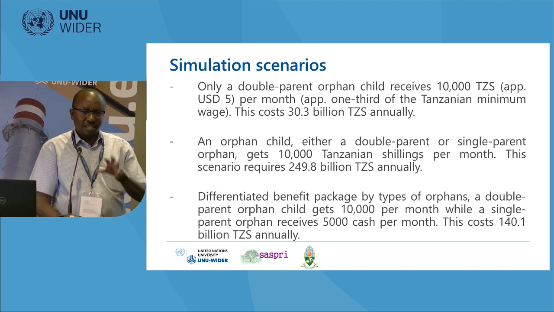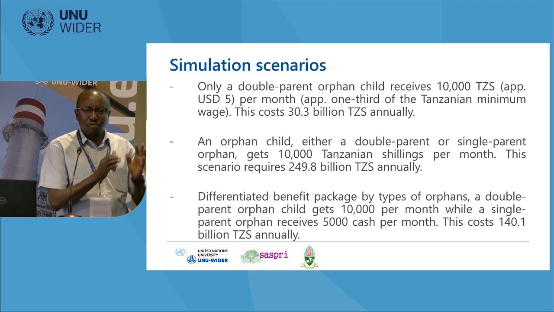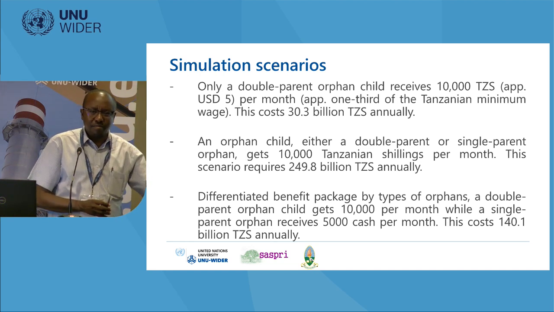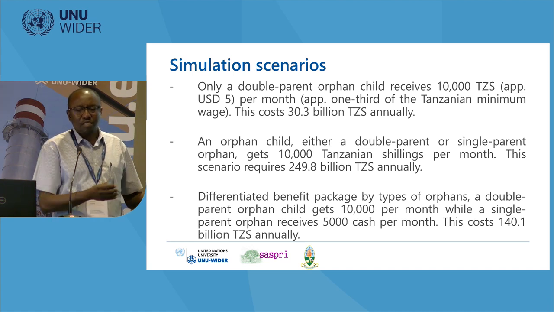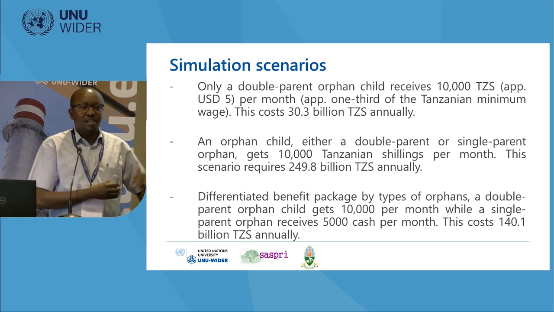So these are our three scenarios. There is the one where we say, those with single parents, let them carry on with their business, we don't care about them. We only look for those double parent orphans. That would give you the minimum. And in the other one, we close our eyes and give anybody who is an orphan, whether single or double, the same amount. That will give you the highest.